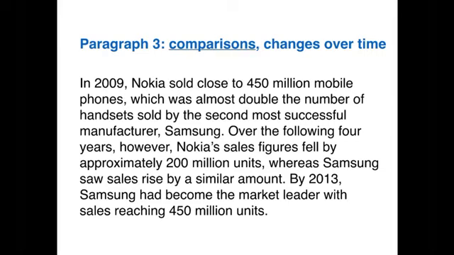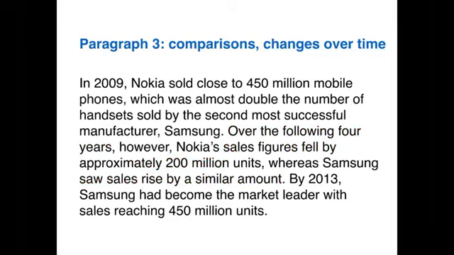Starting with the comparisons, we've got language like almost double, second most successful, whereas, had become the market leader, comparing the 2 items, Nokia and Samsung. And we're also, as I said, describing changes over time. So we've got language like over the following 4 years, sales figures fell by approximately 200 million units, saw sales rise by a similar amount. We're describing the changes over the 3 different years.